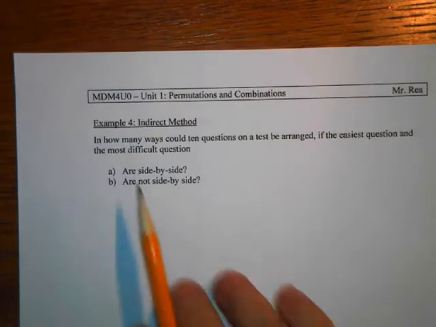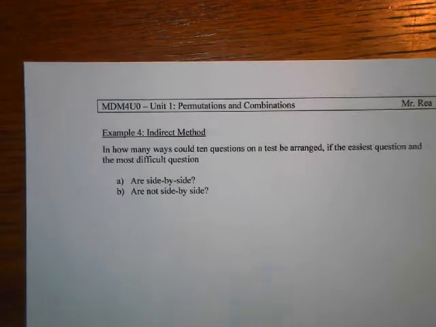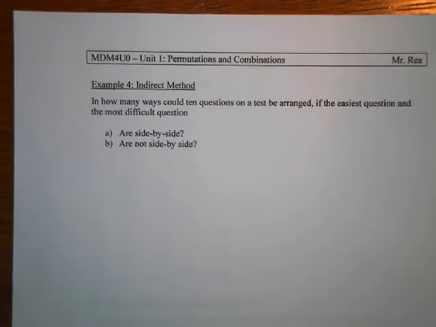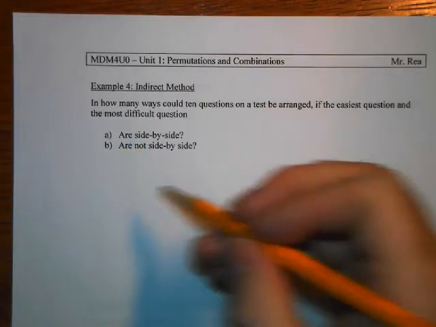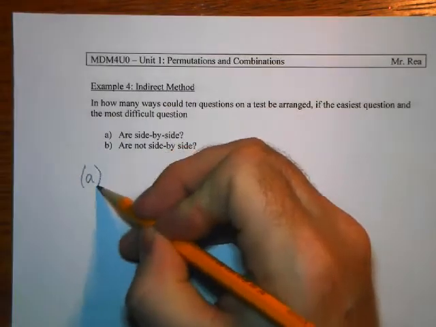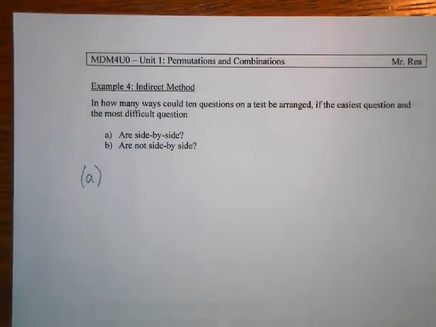Okay, so this might hit home as students. How many ways could 10 questions on a test be arranged? You have the easiest question and the most difficult question, and then there's 2 options. So the first thing we're going to look at, what if we had to put the easy and the hard question together?